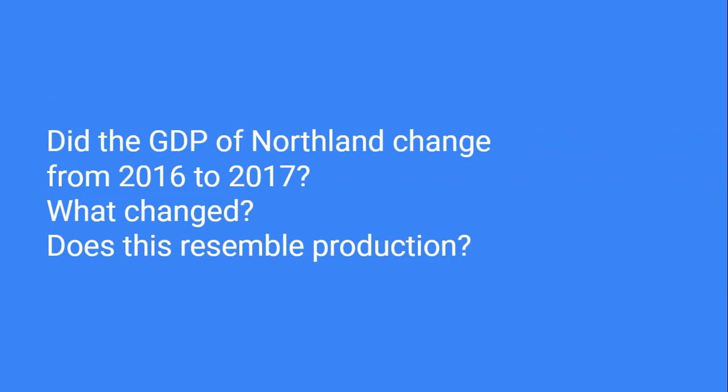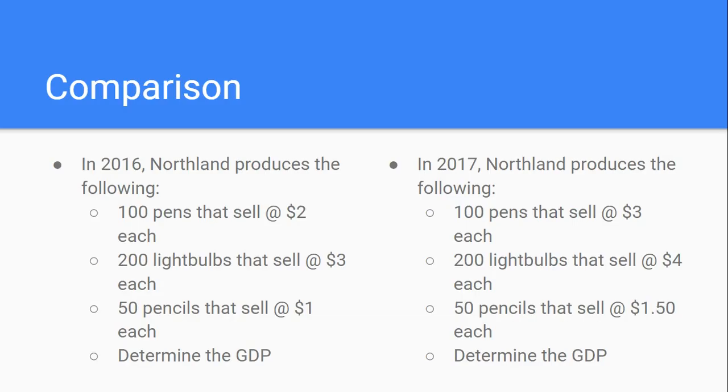So what changed? And did this resemble production? Well, if you look at 2016 to 2017, Northland didn't produce any more pens, light bulbs, and pencils. The only thing that changed was the price. So were your employees really that much more productive? No. What really happened was just inflation, price increases.